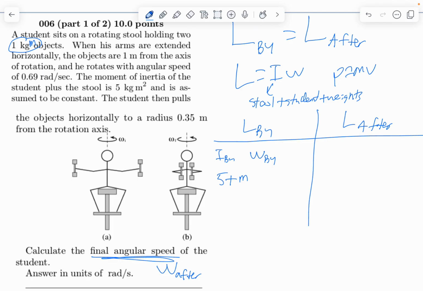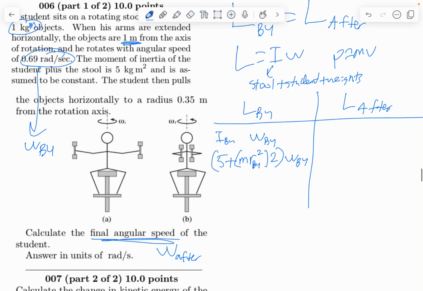And then r squared, right? So the objects are 1 meter from the axis, like r before squared. And there's two objects, right? 2 weights, so I'll multiply that by the 2. All right, so that is a number. I'm using general terms because everyone has a different number. And then multiply that by my omega before, which they give you. Mine is 0.69. And yours is a different number. So then you can use that to solve for your angular momentum before.